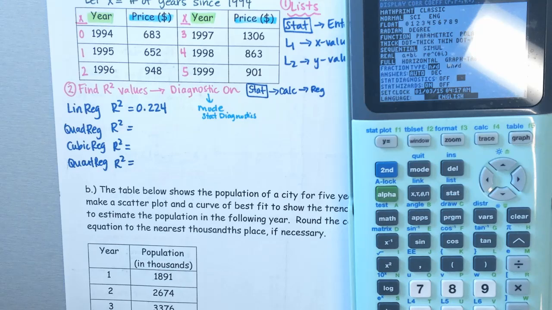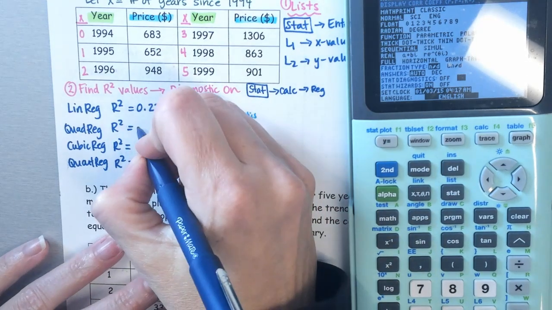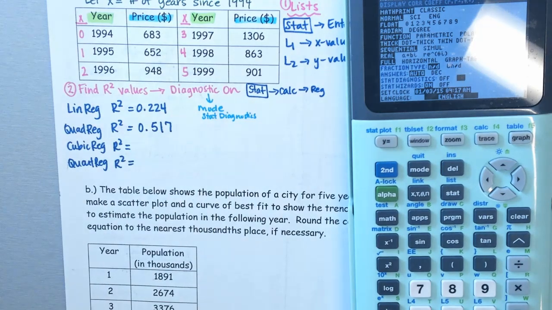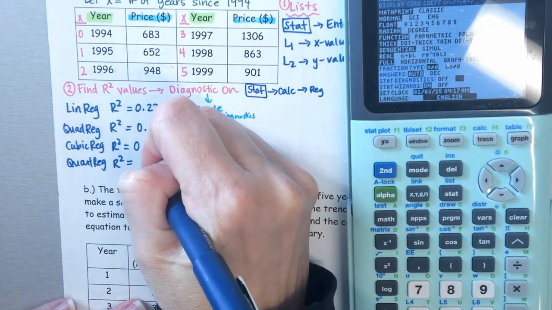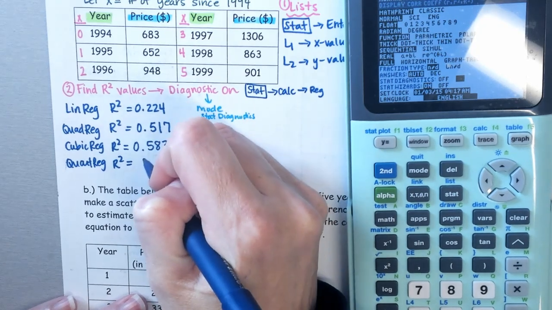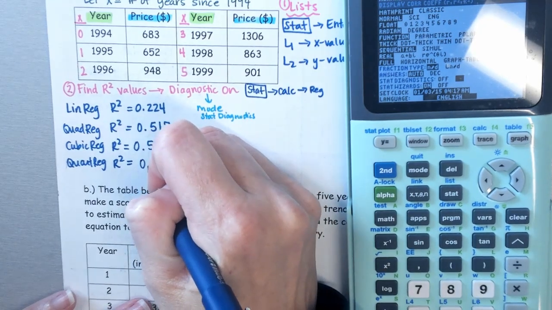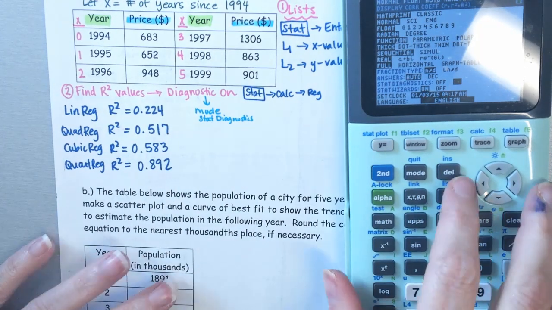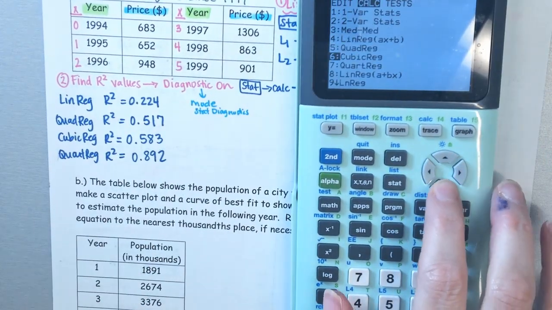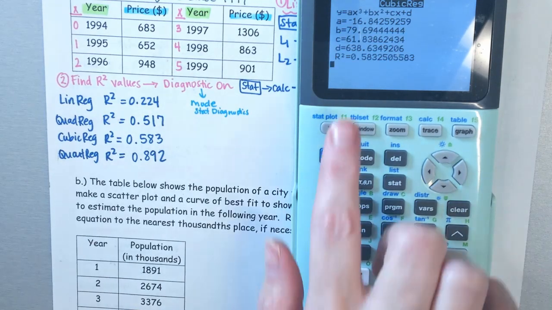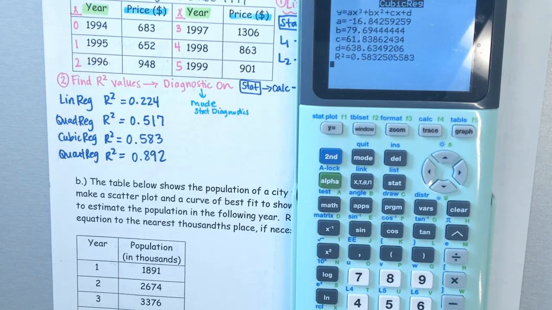Okay, so let's check our values. For quadreg, did you guys get our area code, the 0.517? And then for this one, we got 0.583. And then the quart reg was 0.892. Okay, so every time you're doing the regression, you find which one you want to use, you go down to calculate, and then it will give you your R squared value.